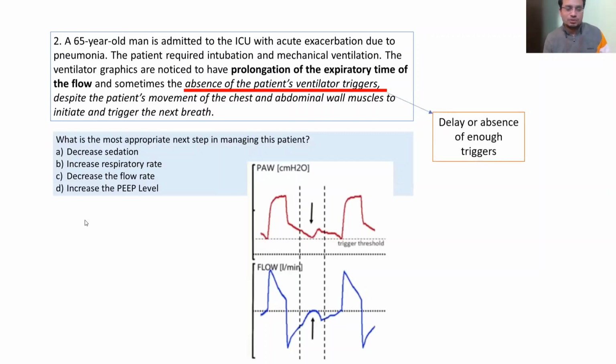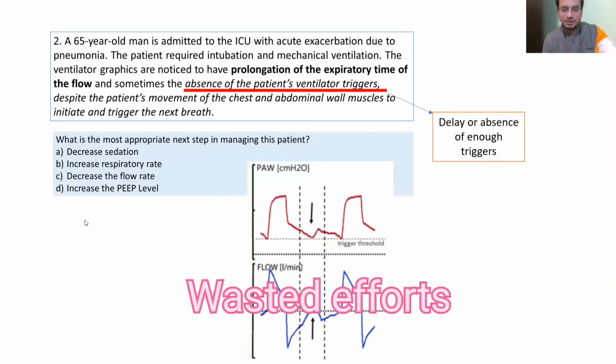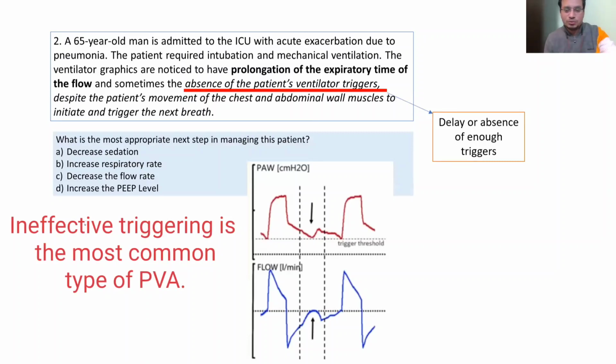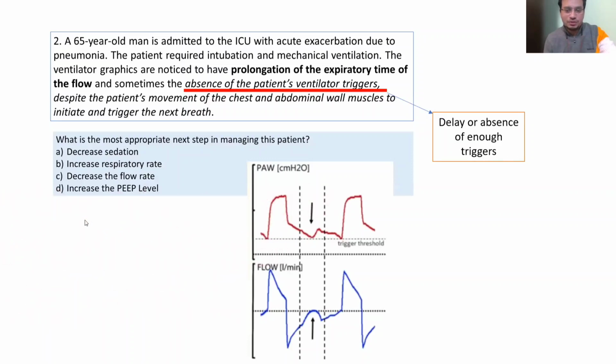So the type of patient-ventilator asynchrony here is ineffective triggering, or mistriggering, or wasted effort, which is the most frequent type of asynchrony in ICU patients who are on mechanical ventilation. As you can see in this figure also, the pressure trigger is not enough to start the inspiration. Can you see over here? I will highlight with the highlighter. This is the problem, that the trigger is not enough to initiate the breath. This is the most common type of patient-ventilator asynchrony.